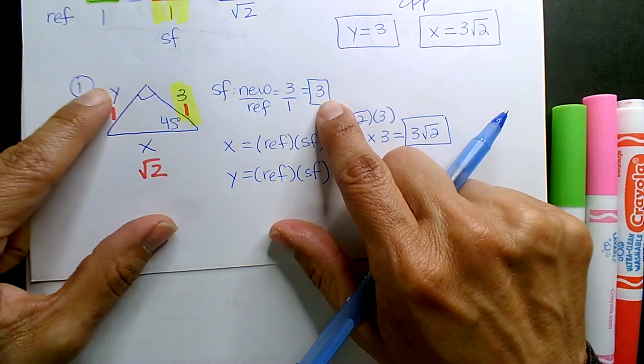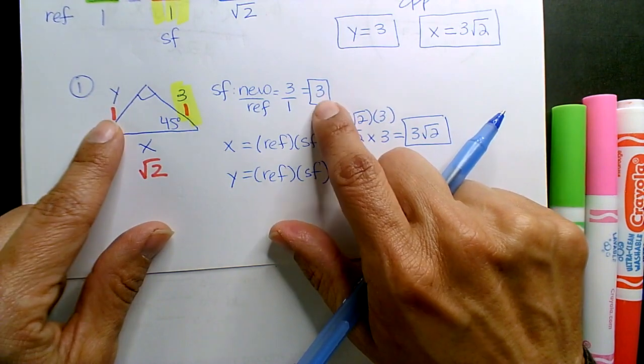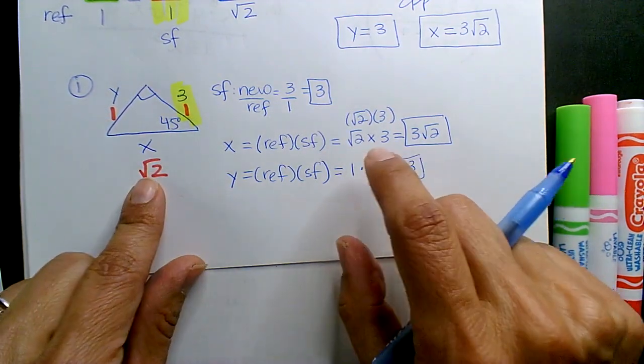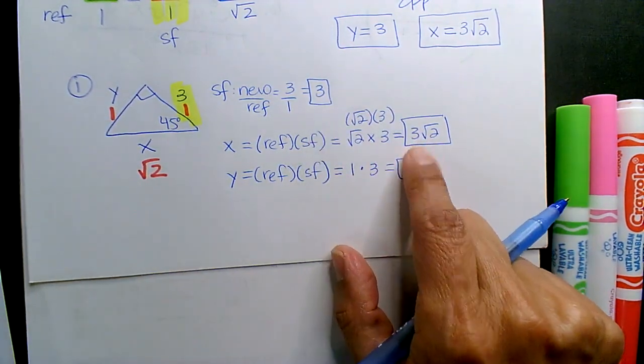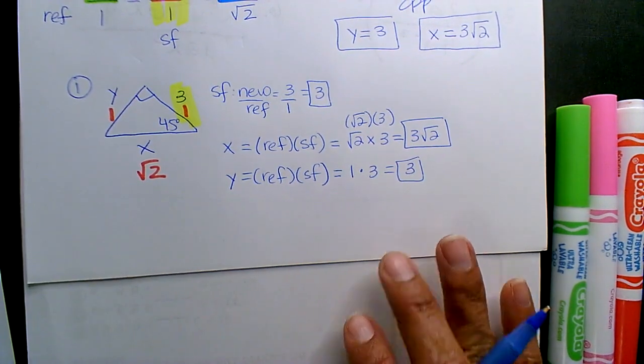So if I want to find out what y is, what's my scale factor times my reference? 1 times 3 is 3. What is rad 2 times 3? 3 rad 2. That's it. So, super efficient, really good.